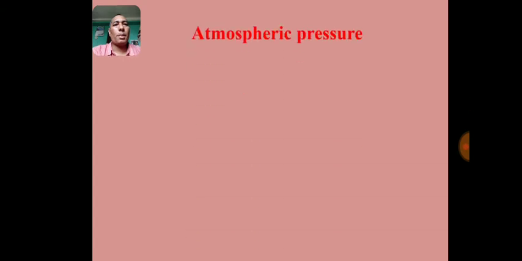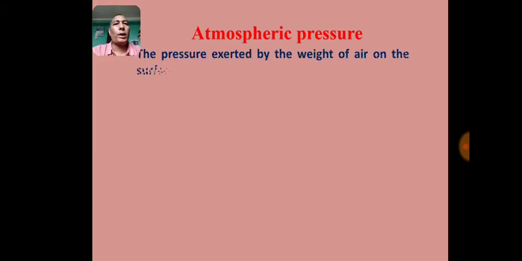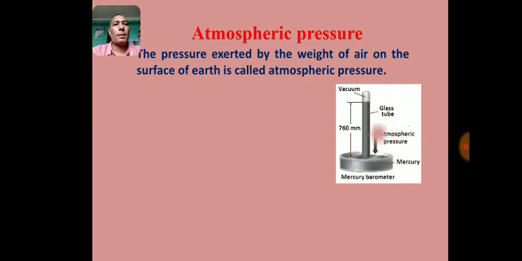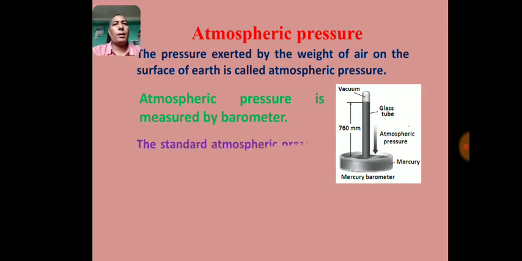Atmospheric pressure. The pressure exerted by the weight of air on the surface of Earth is called atmospheric pressure. Atmospheric pressure is measured by barometer. The standard atmospheric pressure at sea level is 760 mmHg or 10 to the power 5 Newton per square meter.